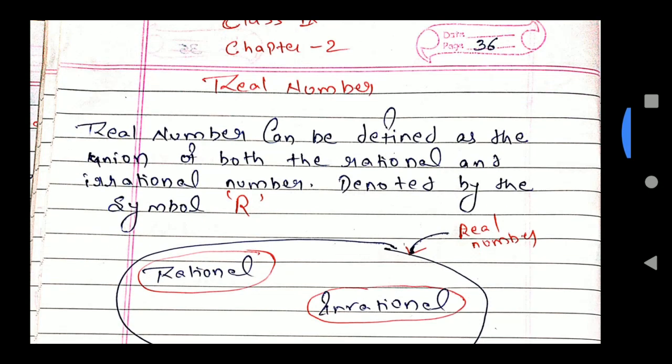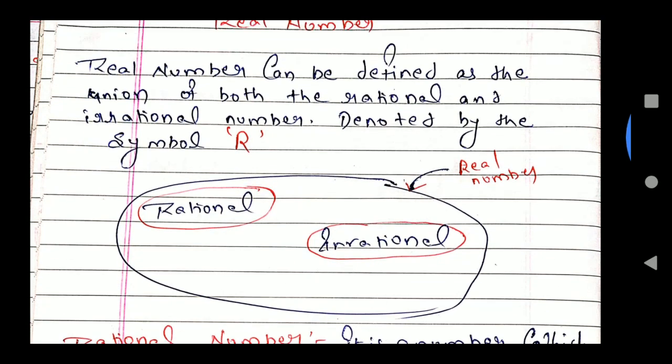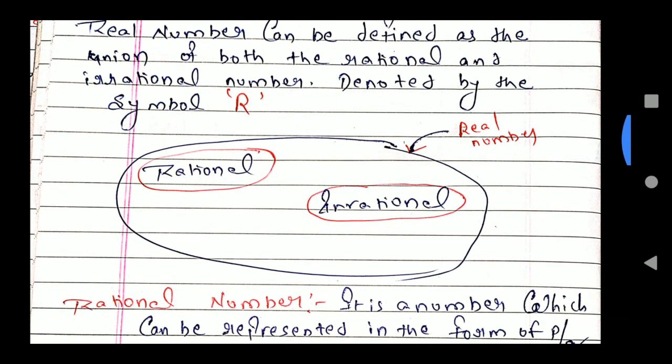Okay, see the diagram. It is a combination of the rational and the irrational numbers. Now here are two terms, rational and irrational. First we will learn what is rational and what is irrational, step by step. So first we take rational numbers.